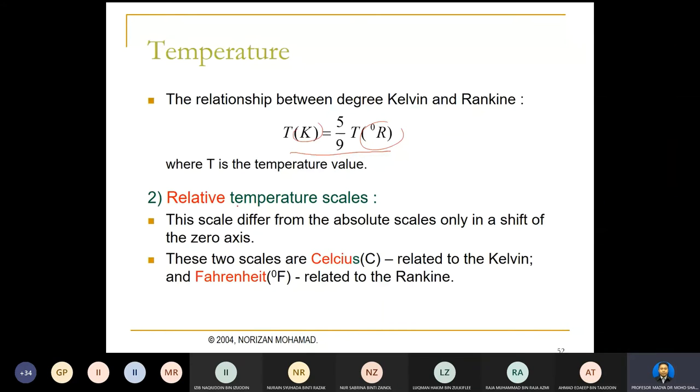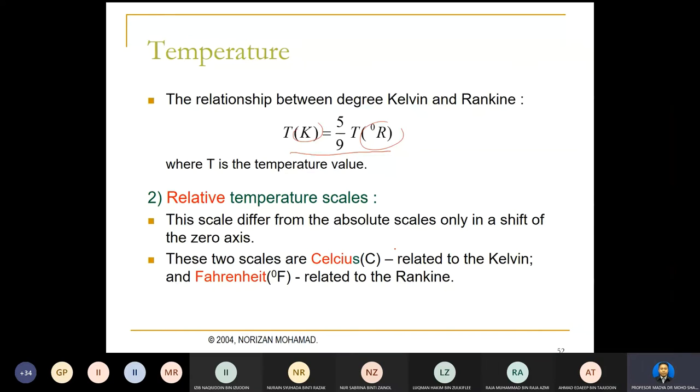And then next we have the relative temperature scale. One is the absolute, where we have the Kelvin and Rankine, and another one is the relative temperature scale. On this one we have the Celsius and Fahrenheit. Celsius relates to the Kelvin and Fahrenheit relates to Rankine. For both we have a formula to convert from Celsius to Kelvin, for example, and Fahrenheit to Rankine.